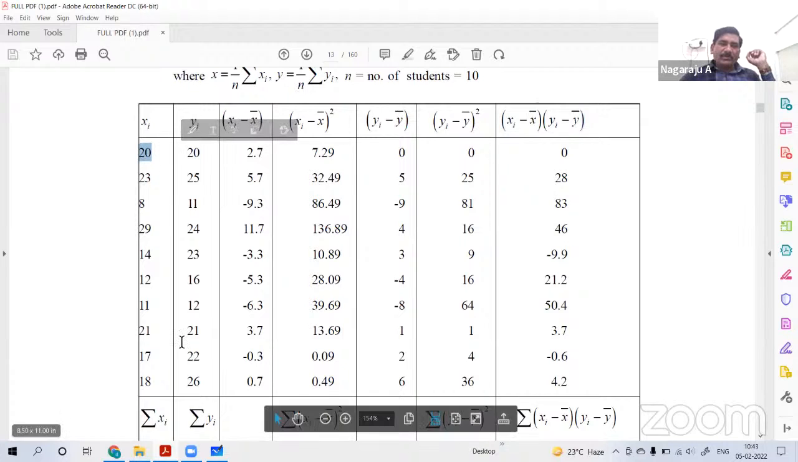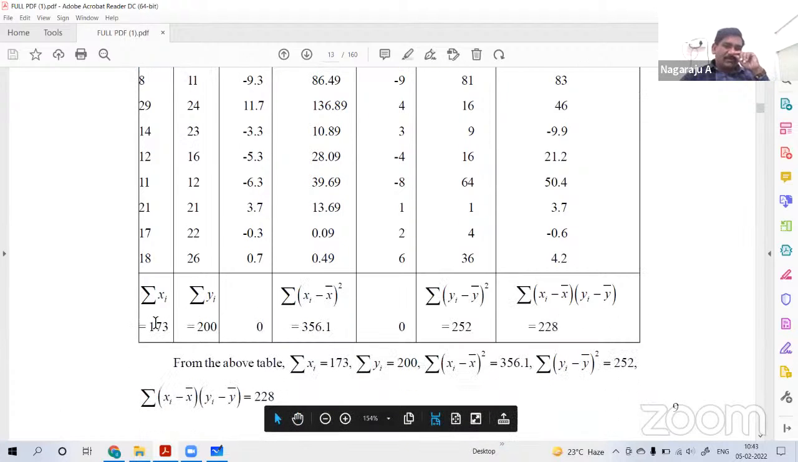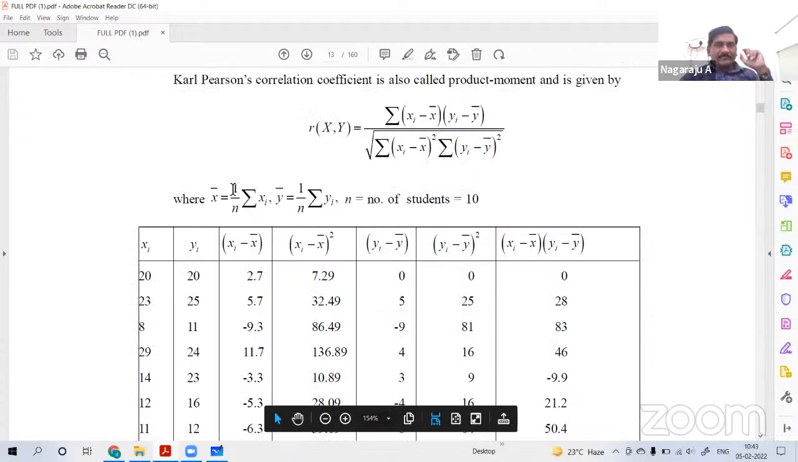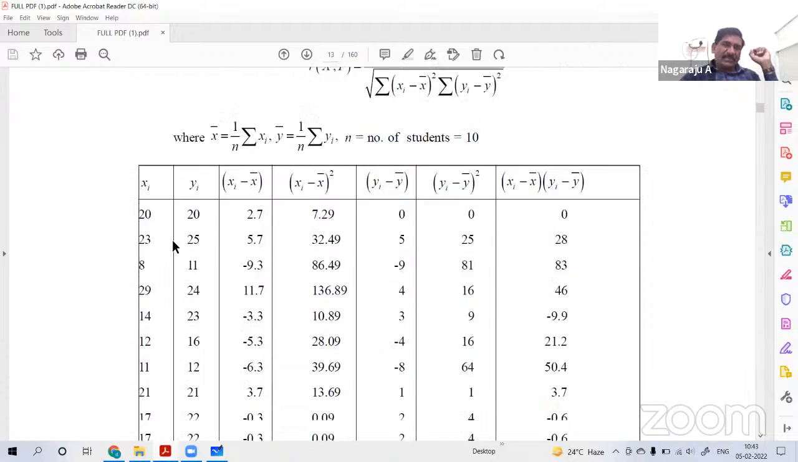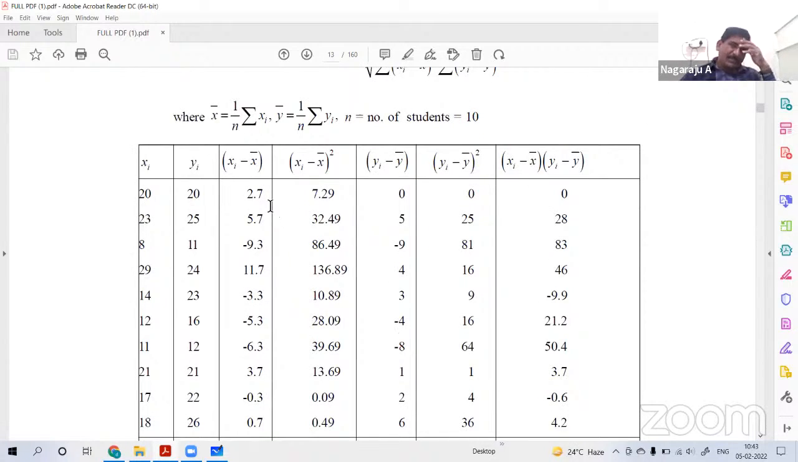X bar equals the total. How much is the total? 173 is the total. So I calculate X bar. X bar clearly is the sum divided by the number. Then the subtraction is going on, 2.7 from the X and 7.2 from the Y.